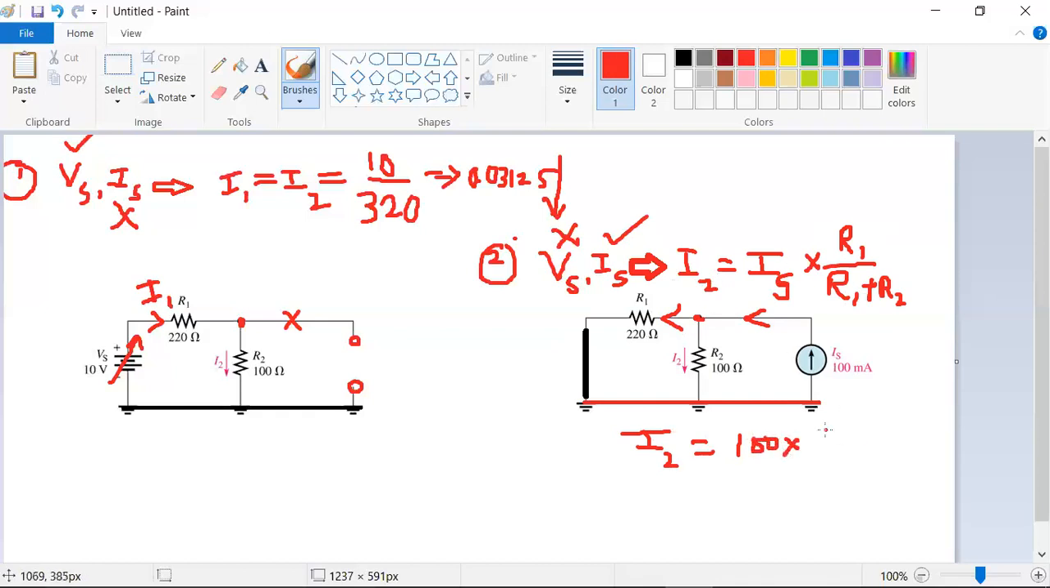R1 is 220. Take the opposite value of resistance: 220 divided by 220 plus 100, which means 320. Then do the calculation: 220 divided by 320, multiplied by 100. You will get 68.75 milliamps of current.